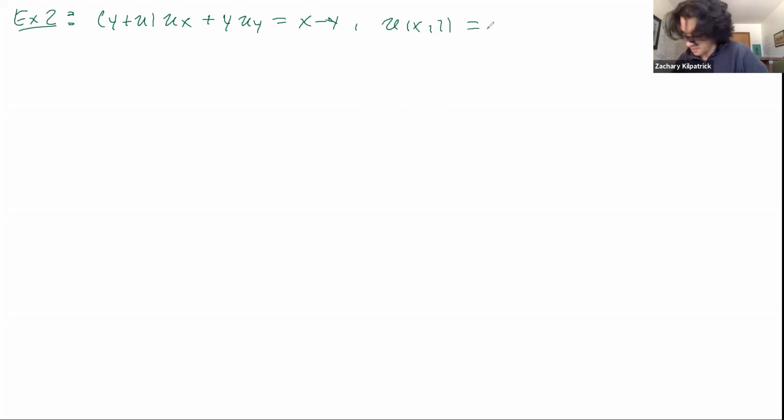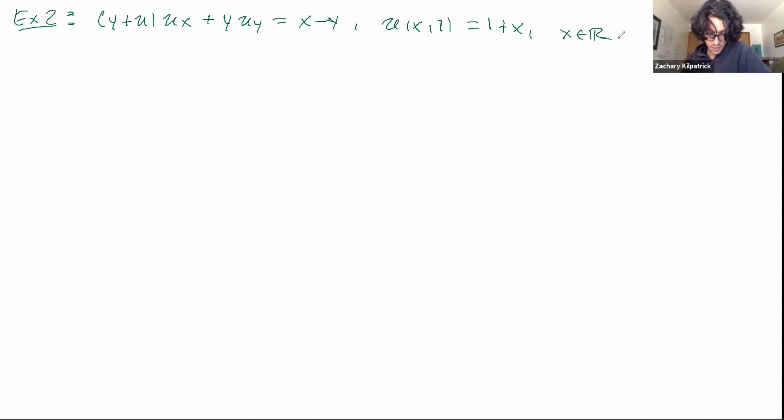We'll get back into where we left off: the example of solving a PDE that is quasi-linear using the method of characteristics. Here we have a quasi-linear PDE with just an initial condition along the line y equals 1 and x is real.